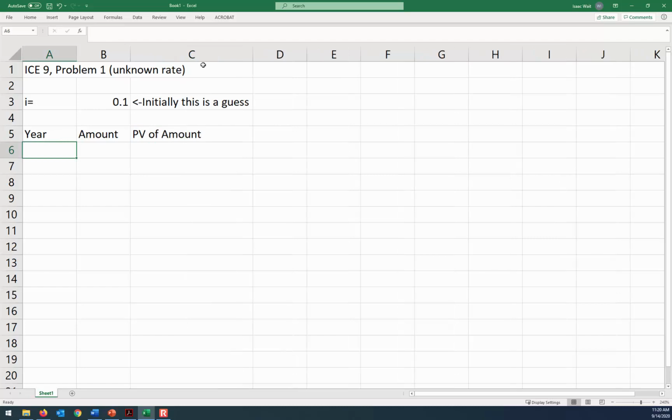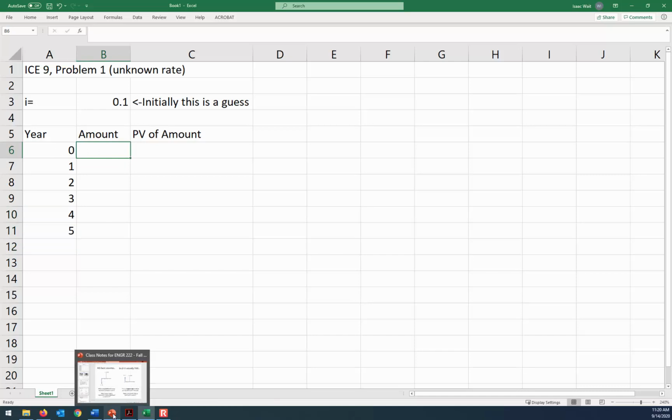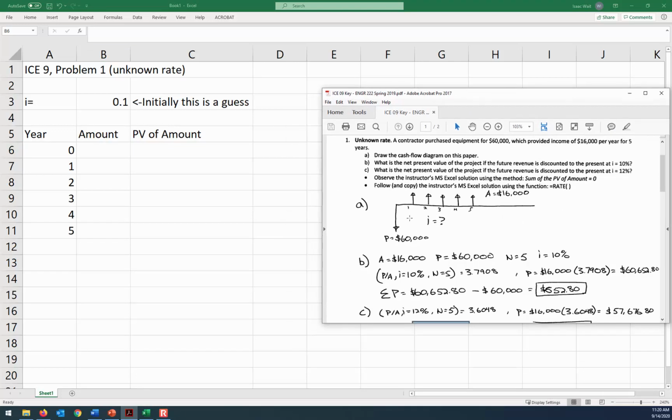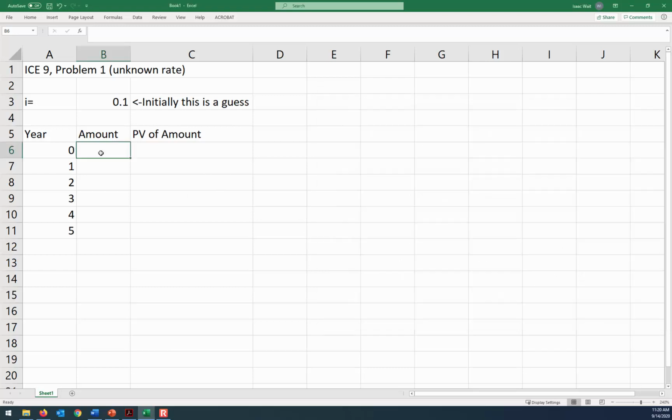Okay. So in years 0, 1, 2, 3, 4, 5. And now I'm going to put the actual amount from the cash flow diagram. So if we just take another look at the cash flow diagram that we had before, we've got negative 60,000 and then 16,000 each year for 5 years. So here's negative 60,000 and then 16,000.